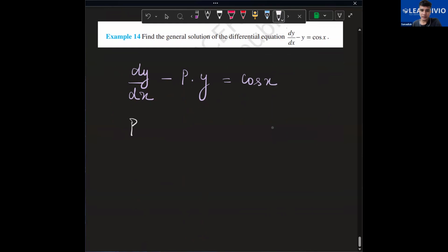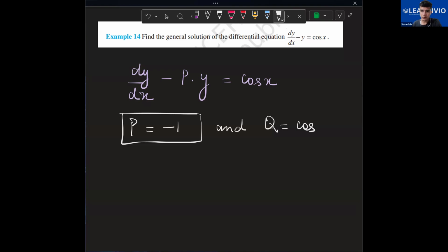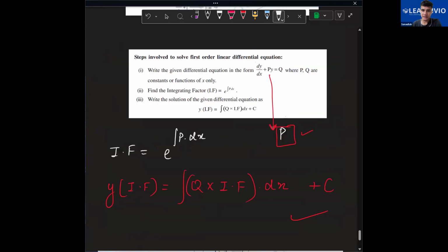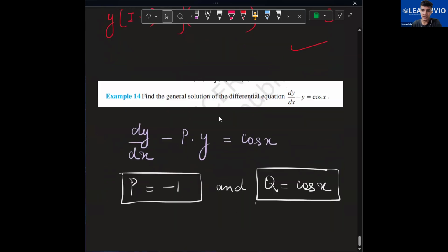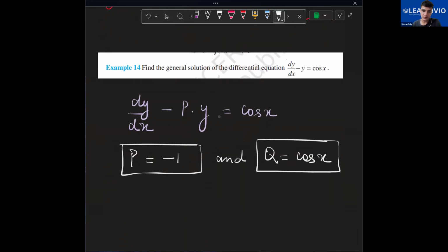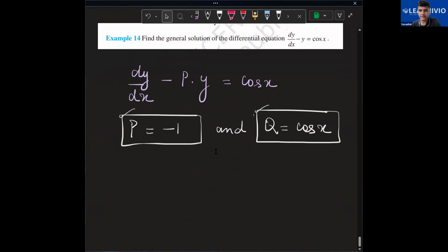So what is the value of p? Comparing the above equation, you have p equals minus 1 and your value of q is cos of x. So this condition is satisfied that p and q are either constants or functions of x only. P is a constant and q is a function of x. So you can proceed further to the second step.